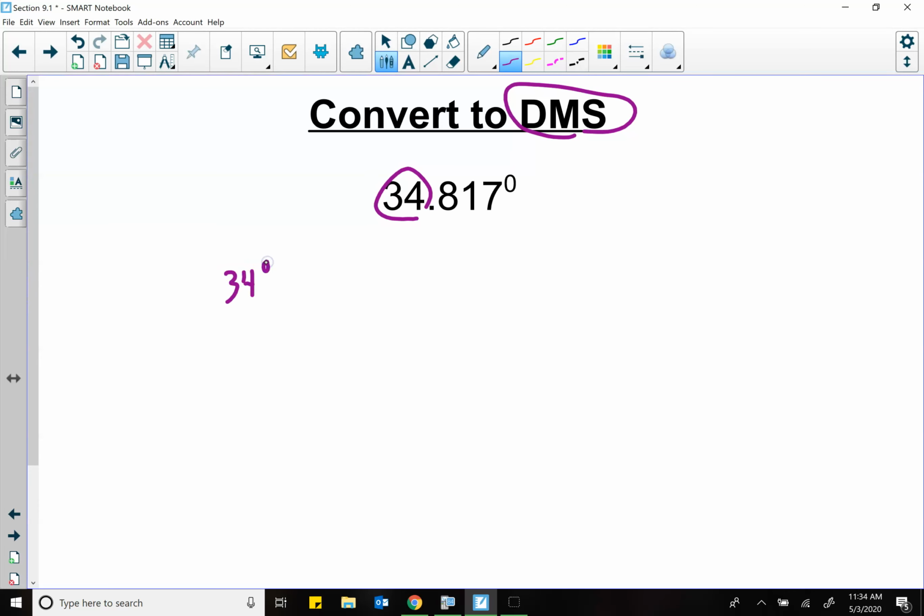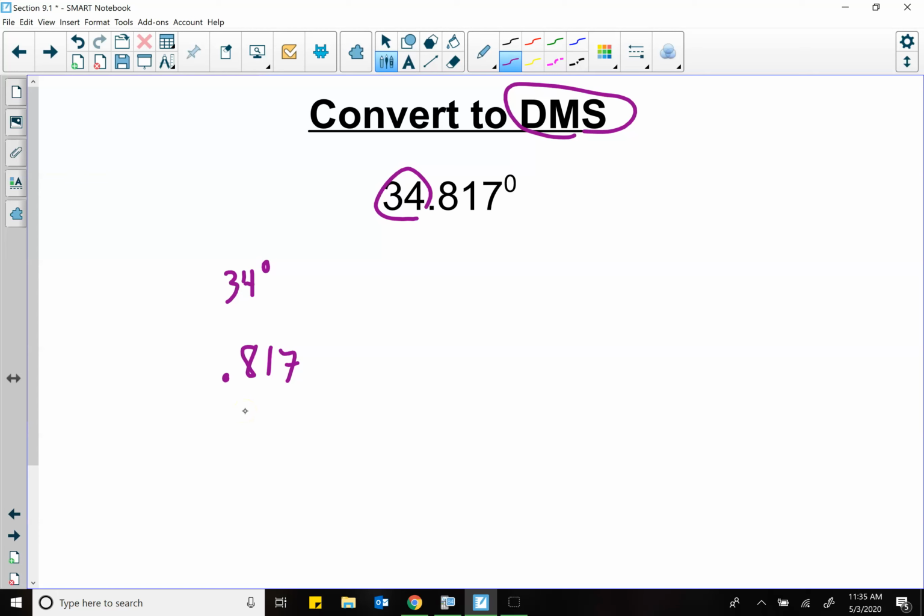Okay? What we need to do is convert this 0.187 into minutes and seconds. Well, here's how this works. The first thing you're going to figure out is the minutes. So we're going to take 0.187. Remember that we want to know how many minutes this is.